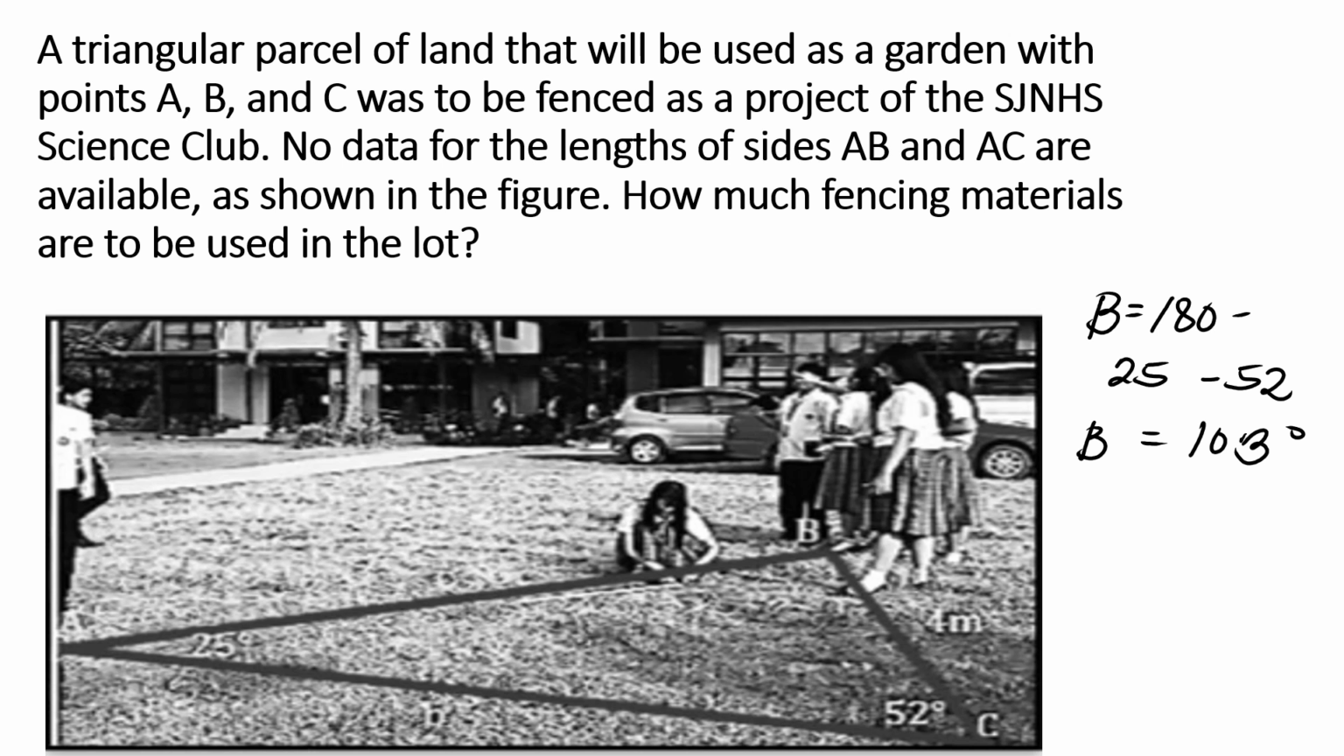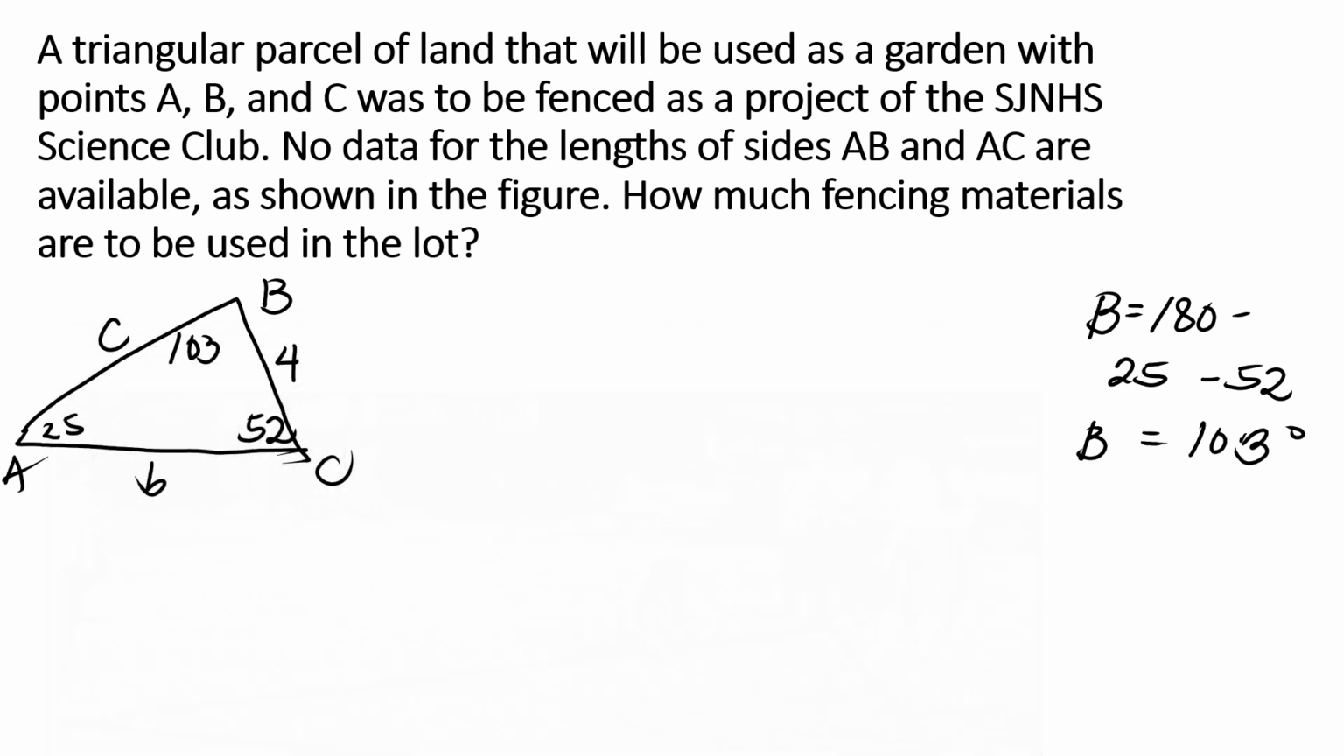So if we are going to plot again those points, so that when we erase those triangles, we already have the given. So this is A, B, and C. This one is 52, this is 25, and this is 103. This one is 4. So what we need to find is the value of this side and this side. Okay. To be able to find that, we're going to use law of sine.